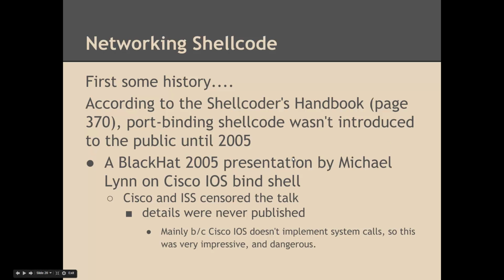But in 2005, there's a Black Hat presentation by Michael Lynn on Cisco IOS, which is an operating system that runs on many of their switches and routers. And he demonstrated a port binding shell exploit, and it actually was squashed. The vendors, Cisco and ISS, actually censored the talk and then never published any of the details of the talk.